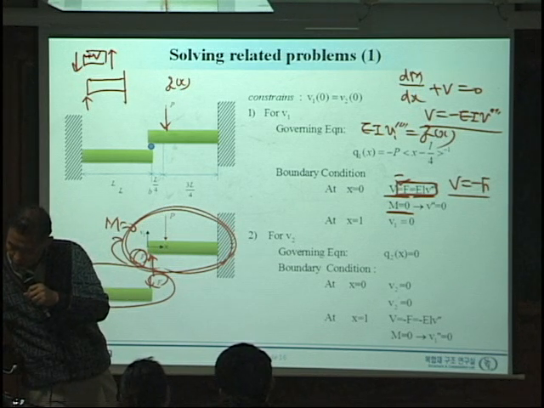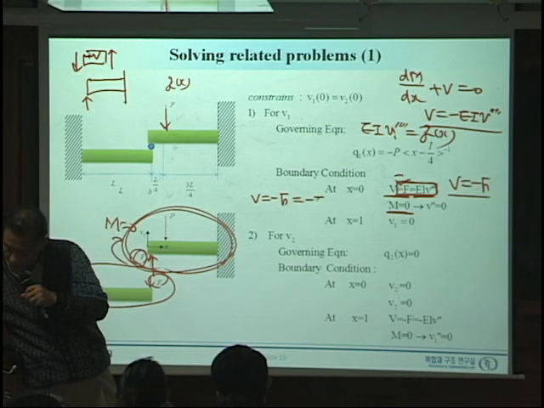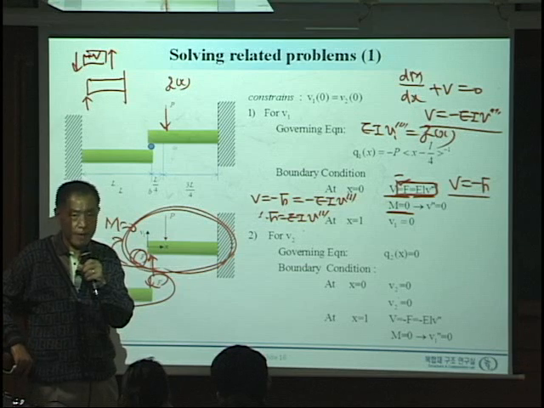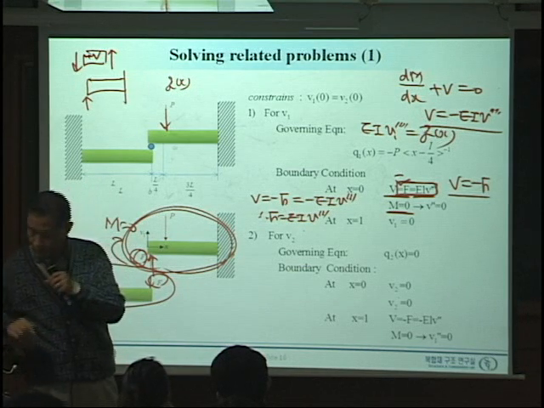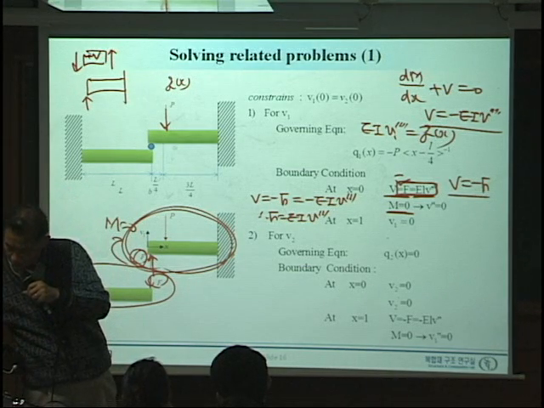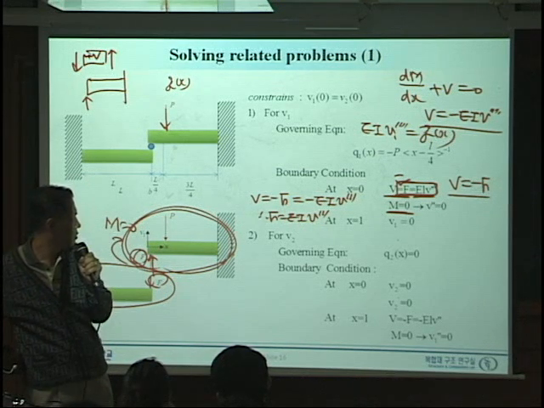Okay, I should write down again. V equal minus F, and this will be minus EI V1 triple prime. So F equal EI V1 triple prime. Okay? And moment, that is, the moment is 0.